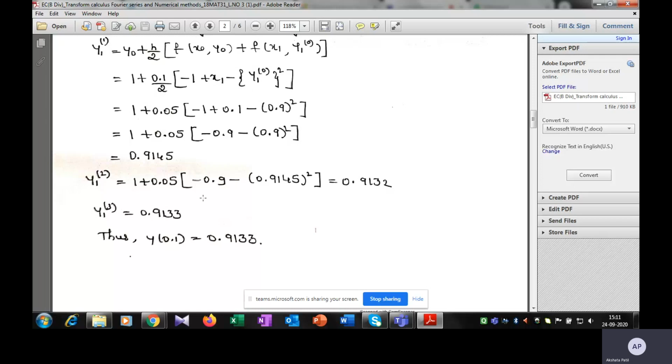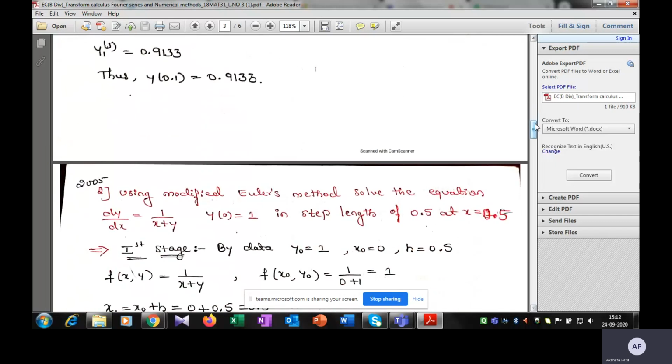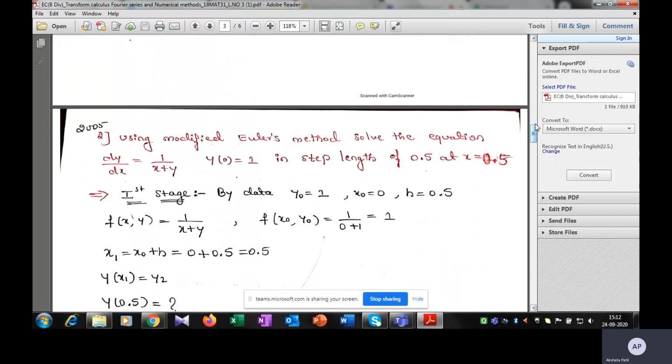Okay, so just check the preceding value of y1 and succeeding value of y1, means second approximation and third approximation. Is it identical? Yes, both are identical up to 4 decimal places. Thus, y of 0.1, which is equal to 0.9133, is the approximate solution of the given differential equation by using modified Euler's method. Okay, I hope you understand this example. Now let us take another example here.